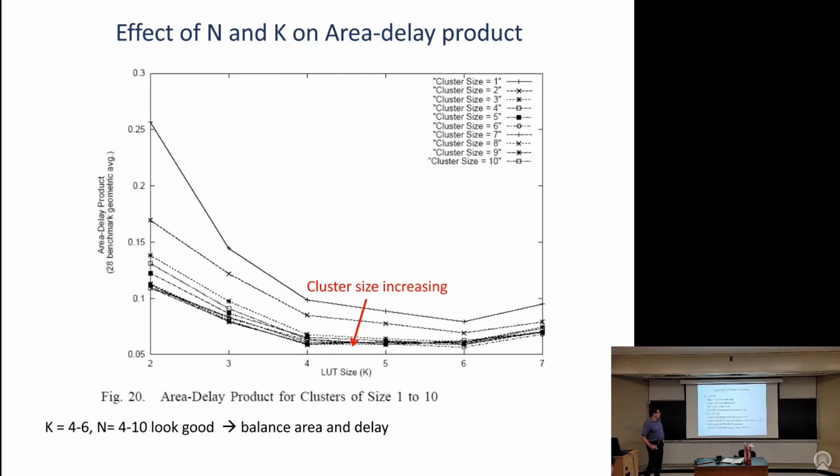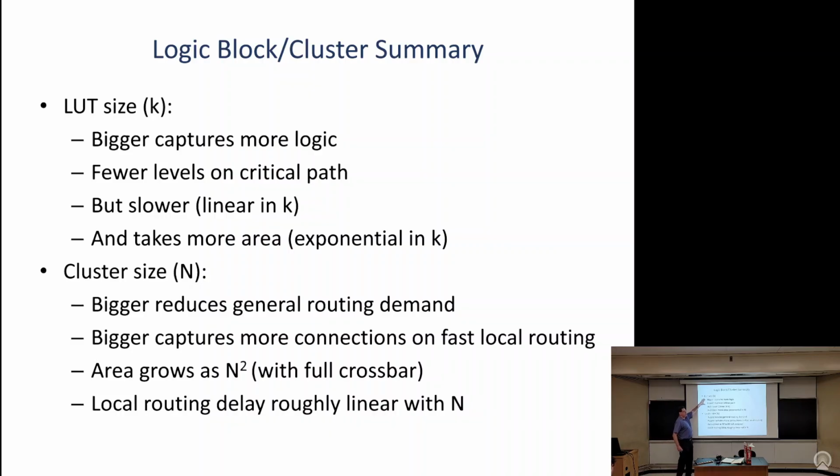Okay, so that's kind of the summary, right? A bigger LUT captures more logic, giving fewer levels on the critical path. The LUT itself is slower, and it slows down linearly as you increase inputs because you get more levels of muxing inside the LUT.